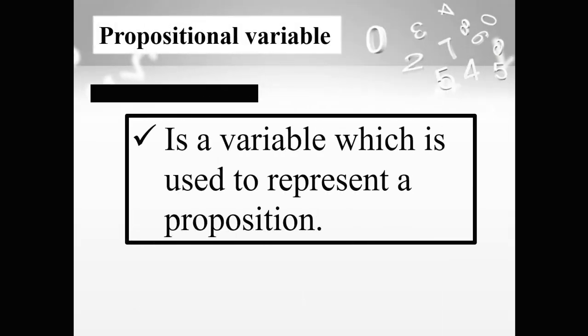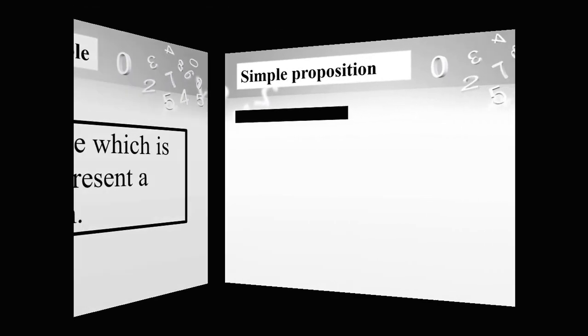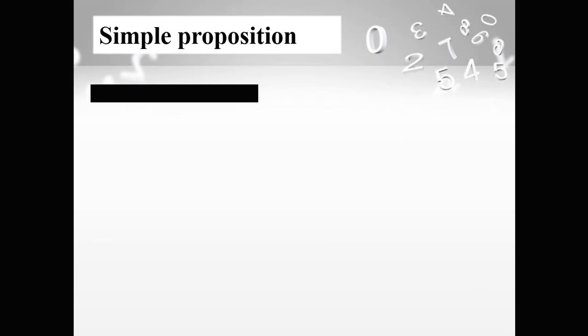Okay, so we have what we call propositional variable. When we say propositional variable, it is a variable which is used to represent a proposition. Variable is any letter from the alphabet. So let's say for letter A, you have the given proposition. That proposition po, ang represent is letter A. And then letter B, you have another proposition, and that is represented by the variable letter B, and so on and so forth.